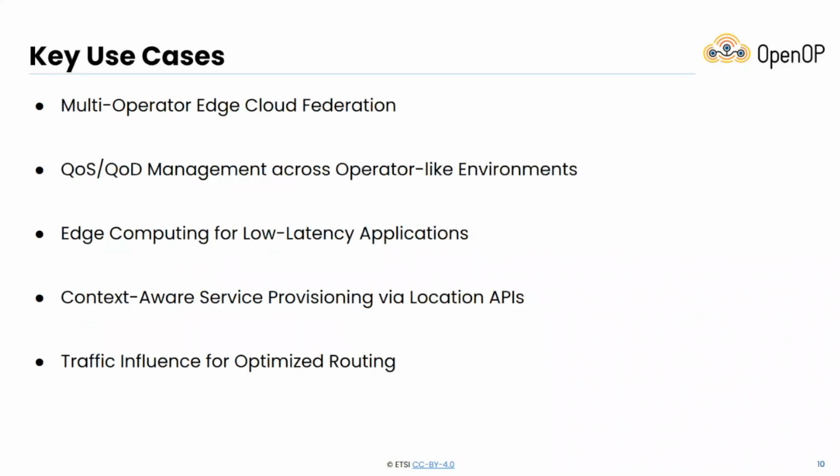For the use cases, we have several. First of all, multi-operator edge cloud federation, where we can enable QoS and QoD management across operator environments. We also have edge computing for low-latency applications, context-aware service provision via location APIs, and traffic influence for optimized routing.